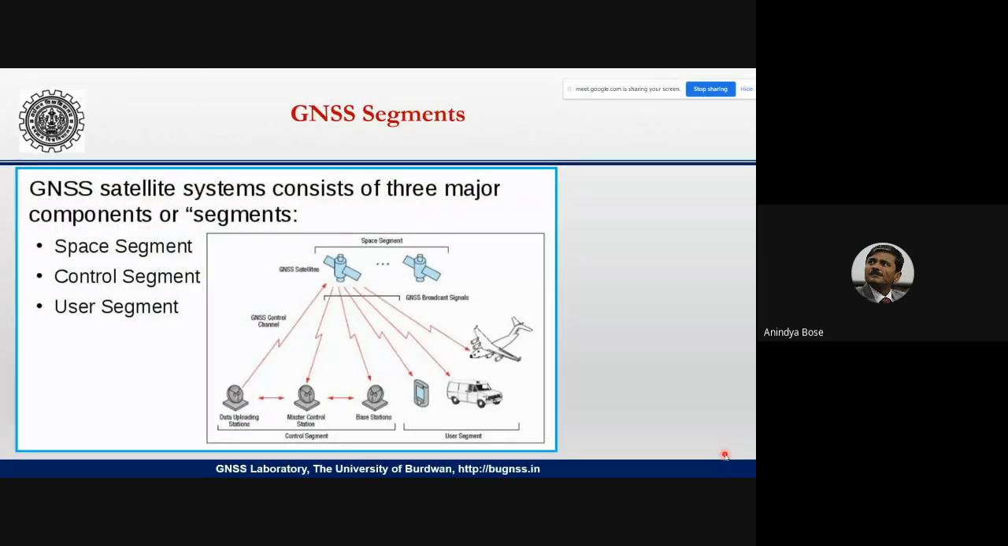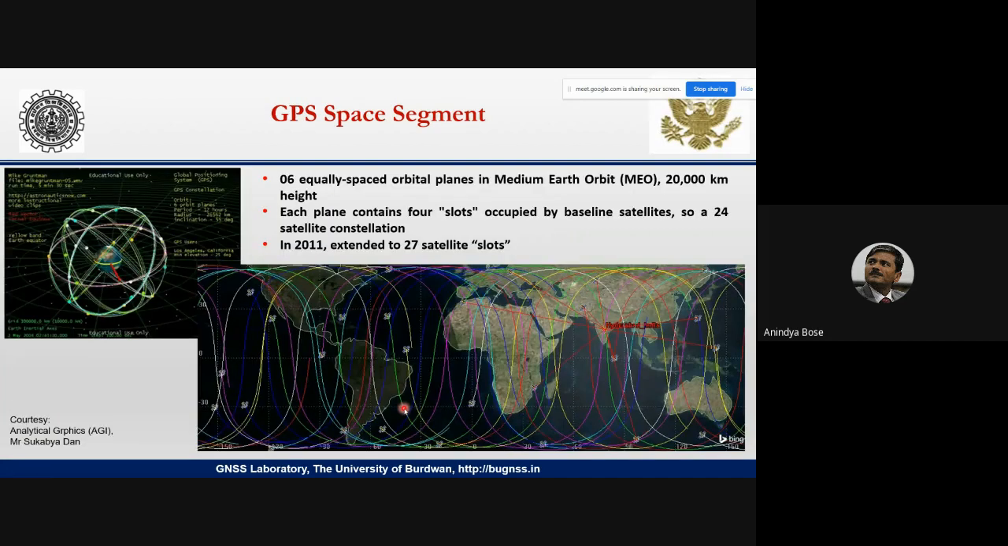Now, any GNSS system is subdivided into three major parts. That is the space segment where the satellites are. We can do nothing with them. Next, the control segment. The system developers receive the signal, check its validity, and if any correction is needed, they upload it here. And we remain in the user segment. As the user of GNSS, we will access the signal, get our location, and use it for different applications.